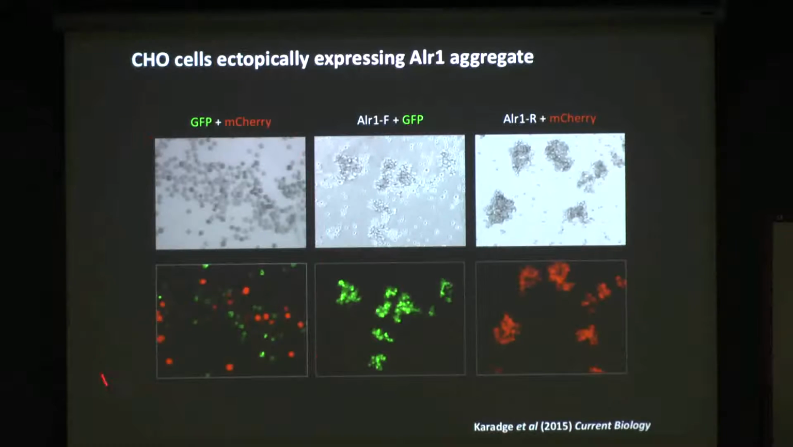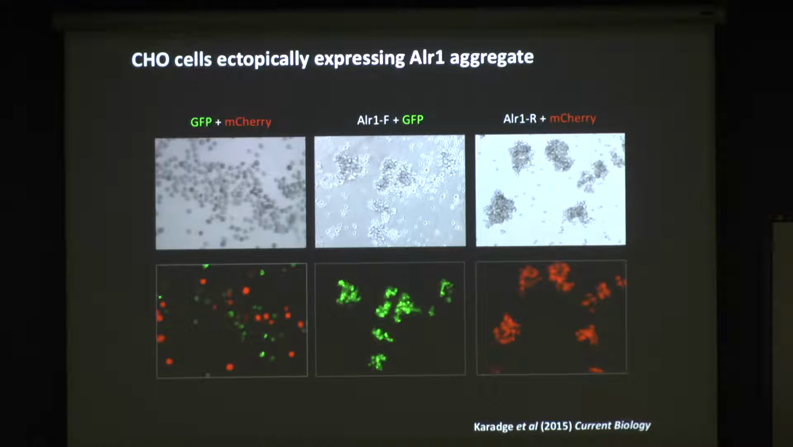So this is an example of our controls. This is just taking two cell lines, one expressing GFP and one expressing mCherry with nothing else. You put them in suspension, you get these single cells. They stay as single cells. If the cells are expressing either the F allele or the R allele of ALR1, they'll form these nice big clumps. Okay?